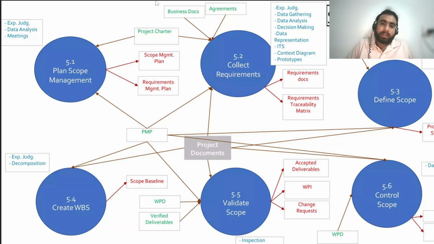The scope management plan, that is the one thing. We will plan it up. Then we will also plan the requirement management plan. Once we have a requirement doc by which we are going to collect the requirement and requirement traceability matrix, once we do have these two things, we will define our scope. After defining the scope, we will create the work breakdown structure.